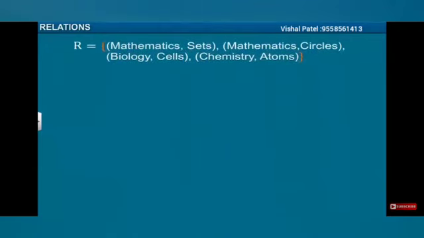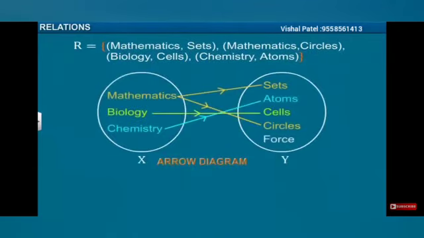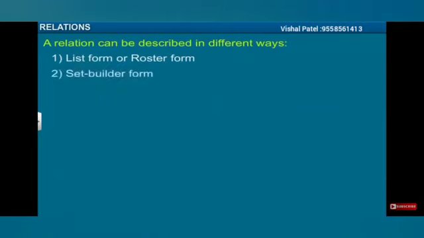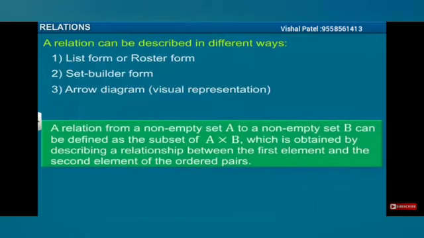So here R is the relation, which we can also represent in an arrow diagram, with mathematics, biology, chemistry as X and the topics as Y. A relation can be described in three different ways. In the set chapter we know about roster form, set builder form, and the third one is the arrow diagram, called visual representation, right? So we all know about roster form and set builder form. So a relation from a non-empty set A to a non-empty set B can be defined as a subset of A cross B, which is obtained by describing a relation between the first element and the second element of the ordered pairs.